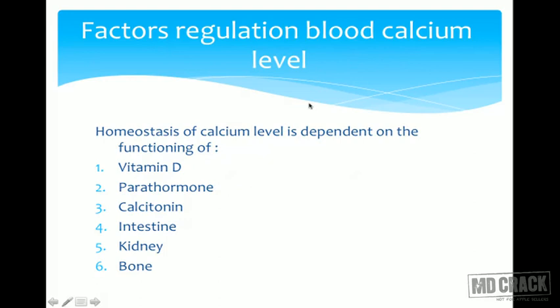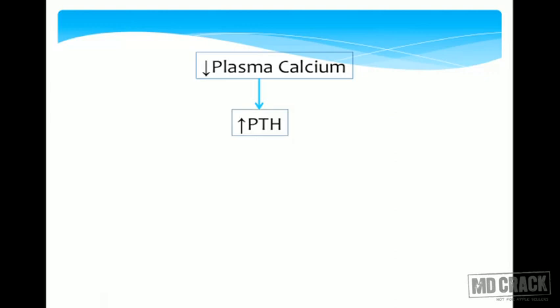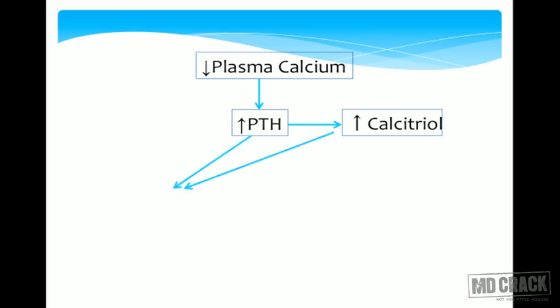Now, what are the factors which regulate blood calcium level? It all depends upon three hormones, vitamin D, parathormone and calcitonin, and three organs, intestine, kidney and bone. So let us look at how it happens. If the plasma calcium decreases, what happens? PTH is released from the parathyroid gland. This will act on 1-alpha hydroxylase and increase the calcitriol.